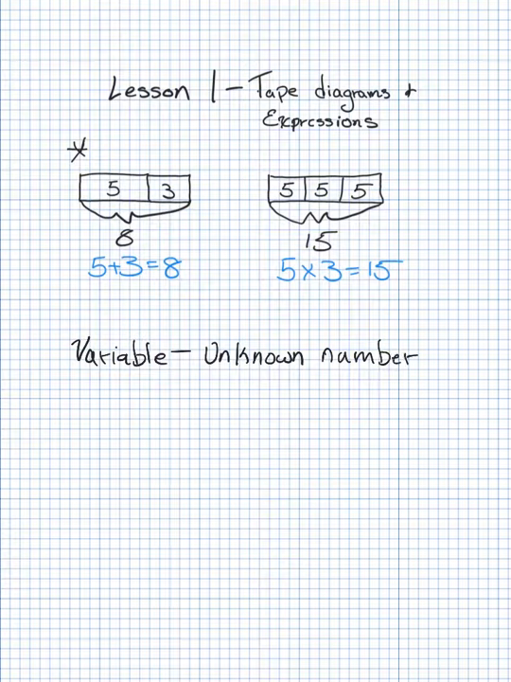For instance, if I wanted to say a number plus 3, I could say x plus 3. And it doesn't have to be x, it could be any letter that I want. So I could also say m plus 3 could represent a number plus 3, or z plus 3. The letter doesn't have to be an x or a y.